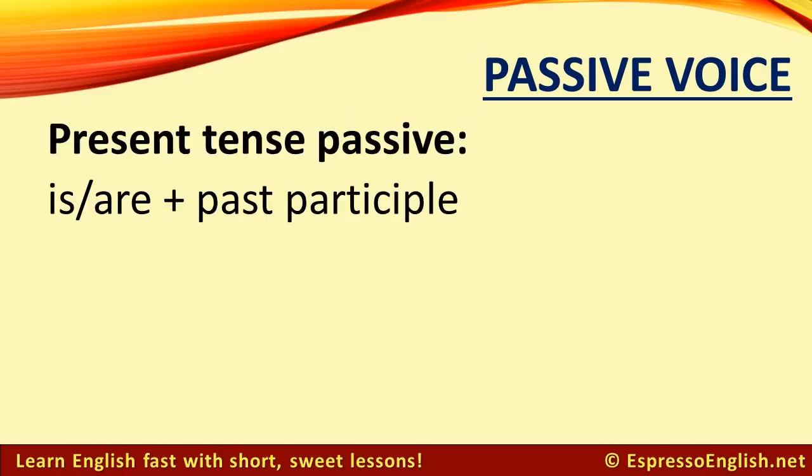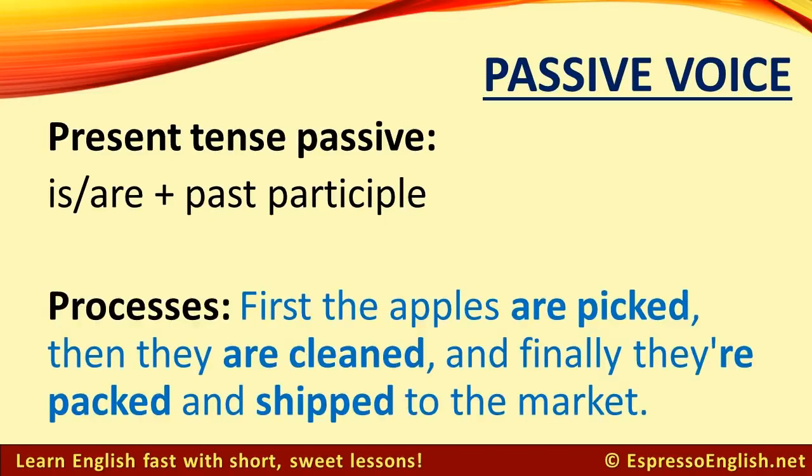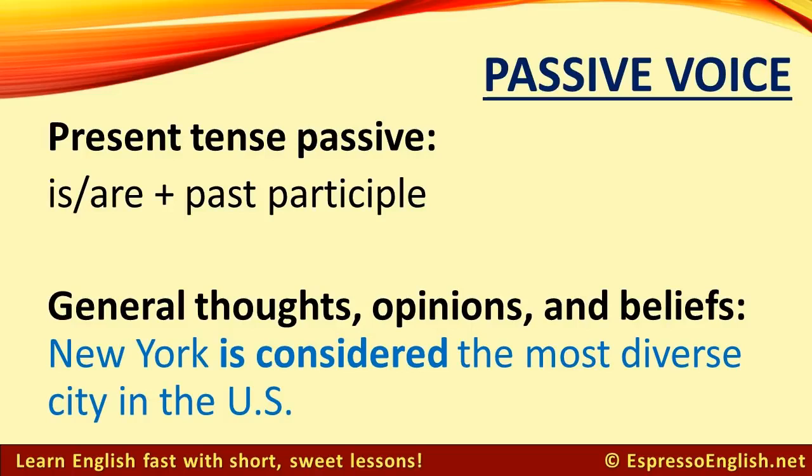To form the passive voice in the present tense, use is or are plus the past participle. We often use the present tense passive for processes. For example, first the apples are picked, then they are cleaned, and finally they are packed and shipped to the market. We also use the present tense passive voice for general thoughts, opinions, and beliefs.